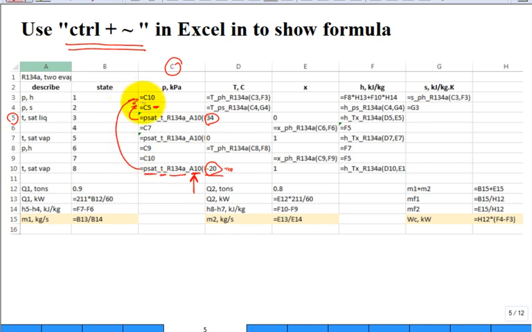How many people have used Excel? All right. Is your hand up? Have you used Excel? Okay.